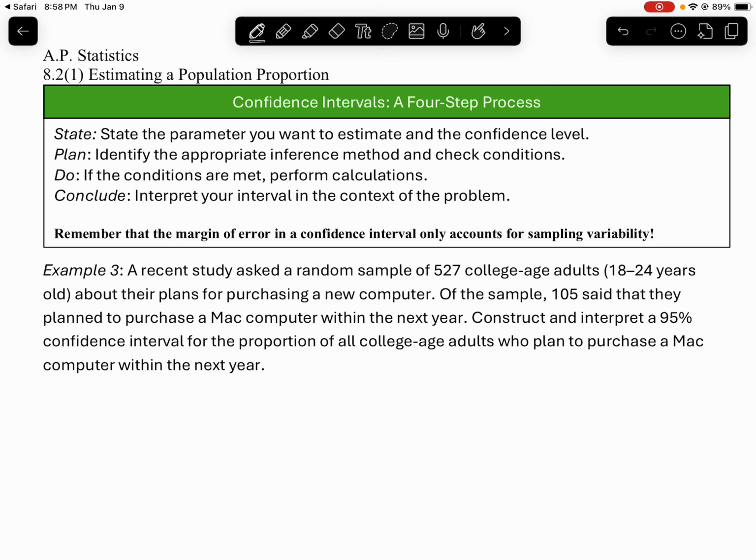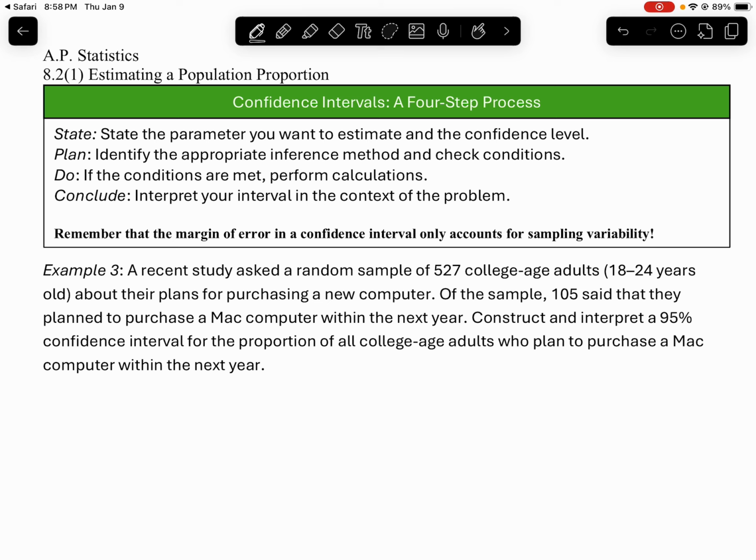It says we have 4 things we have to do, a 4-step process. First thing we have to do is state. We have to state the parameter you want to estimate and the confidence level. The second thing we need to do is plan. We have to identify the appropriate inference method and make sure all of those conditions are met. The third thing is do. If the conditions are met, we have to perform those calculations. And the last thing we have to do is conclude. Interpret that confidence interval.